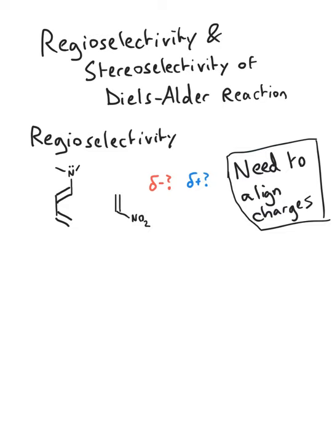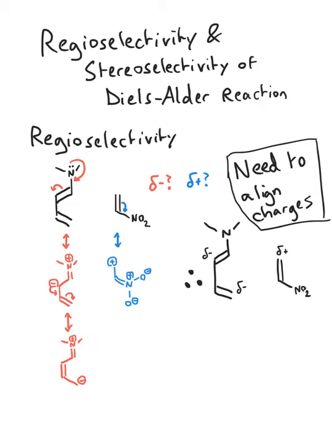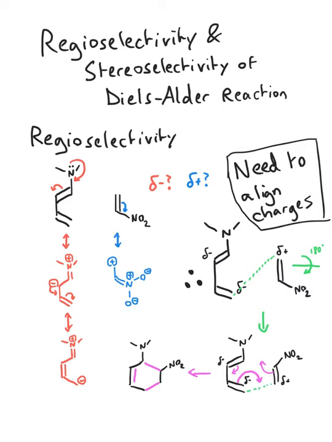The best way to figure out where the charges lie is by drawing the resonance structures of both your diene and your dienophile. As you will notice, the way we've drawn them, the partial charges are not aligned with each other. So we will have to flip one of the two structures so that the charges are more aligned. At this point, they are aligned to react and the reaction can occur.